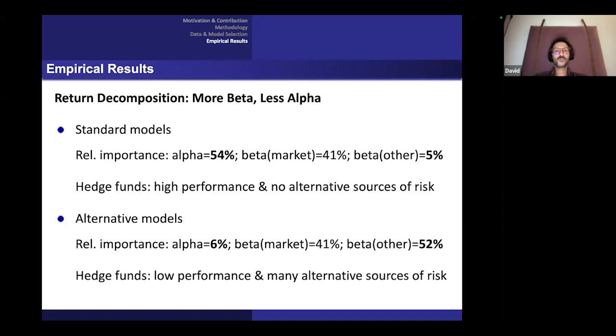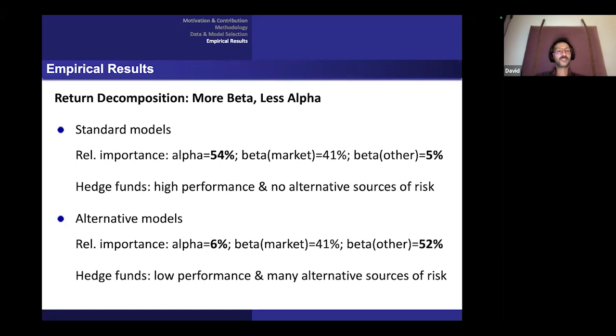41% is market exposure, and the alternative factors only explain 5% of the performance. So you conclude that hedge funds deliver high performance to investors, and they are not exposed to alternative sources of risk. Now, if you take the alternative models we propose in our paper, the narrative is different.